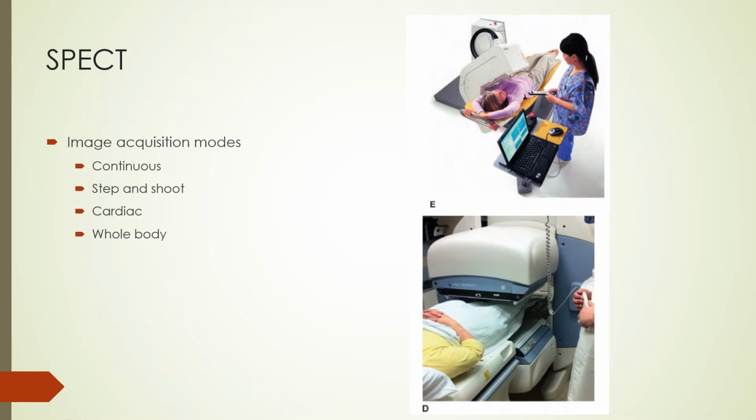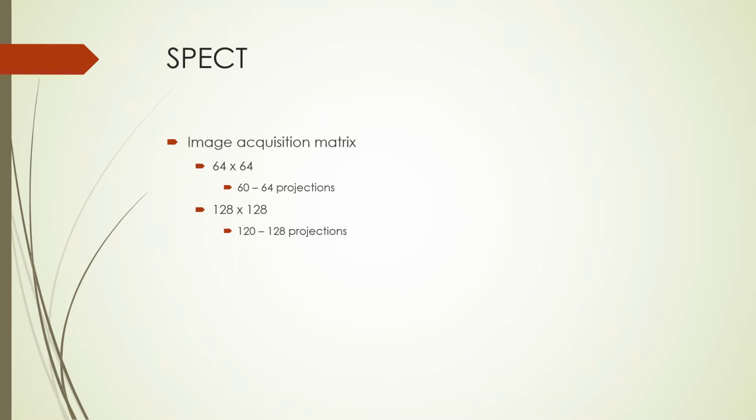In cardiac imaging, the camera heads are oriented at 90 degrees to each other, and images are acquired over a 180-degree arc for better spatial and contrast resolution. For whole body imaging, the camera heads are parallel and travel through a 360-degree arc. The top image shows a cardiac image acquisition, and the bottom image shows the setup for whole body imaging. SPECT projection images are acquired in either a 64 by 64 or 128 by 128 matrix. When a 64 by 64 matrix is used, there are usually 60 to 64 projections, and a 128 by 128 matrix requires about 120 to 128 projections.